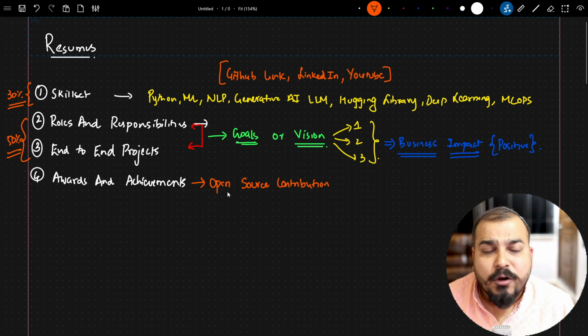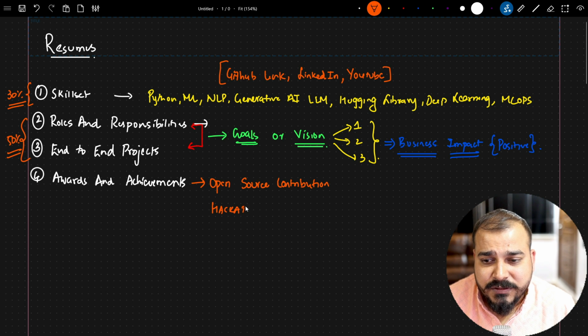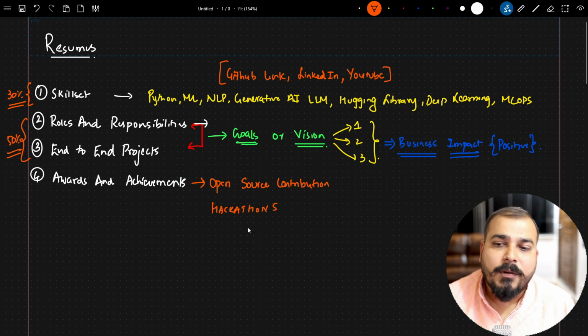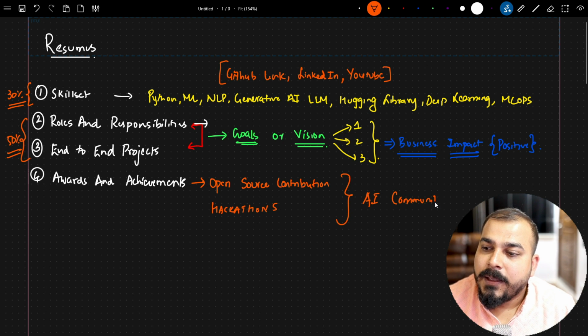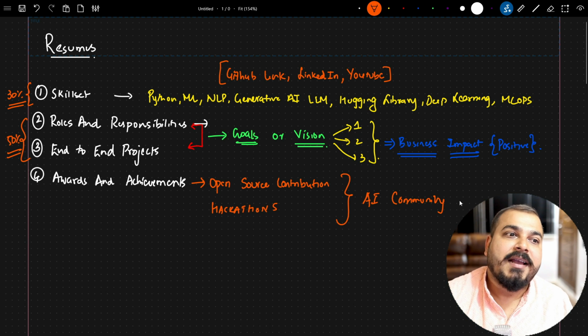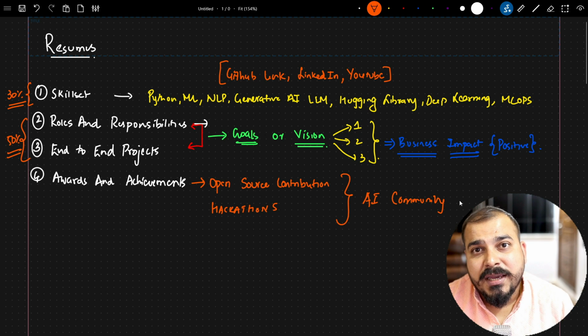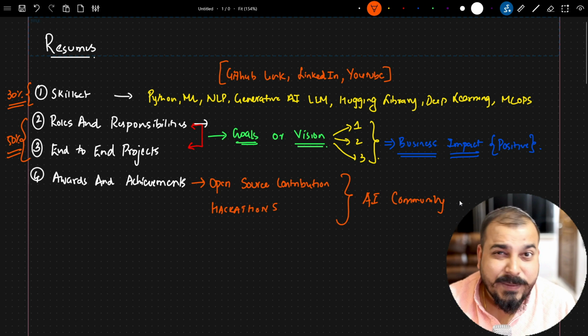Awards and achievements, like open source contribution, hackathons, right? You can basically write about hackathons. You can talk about multiple things, what you have specifically done for the AI community, right? Let's say before, when I used to work in companies like Honeywell and Panasonic, when I was working in Panasonic, I was writing a book, okay, which was Python with Finance.